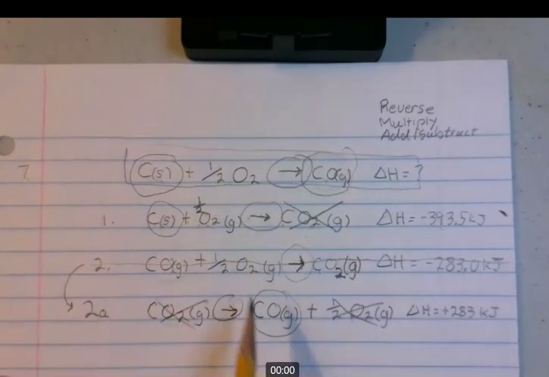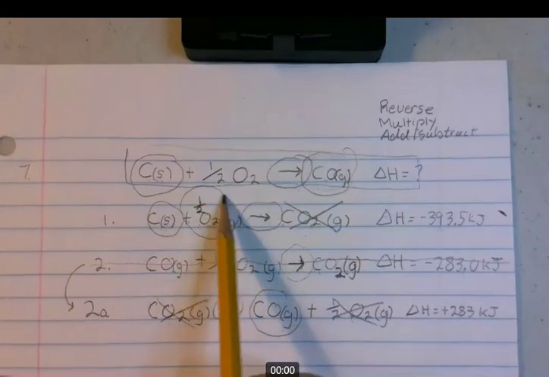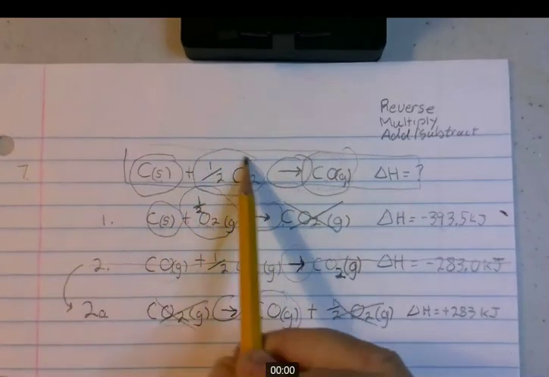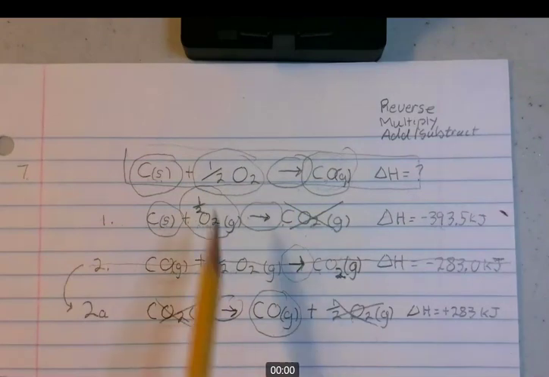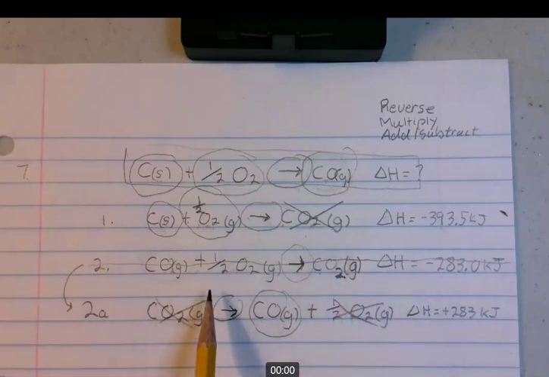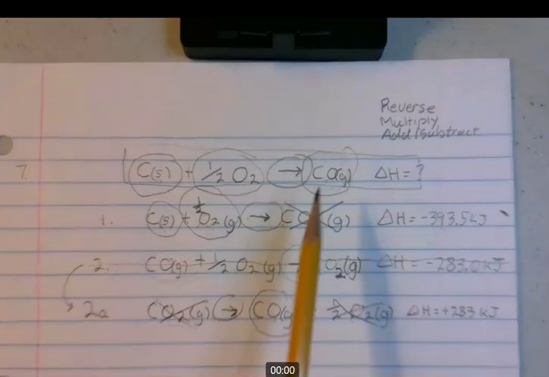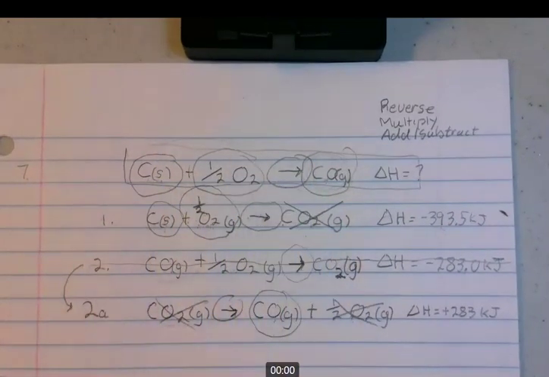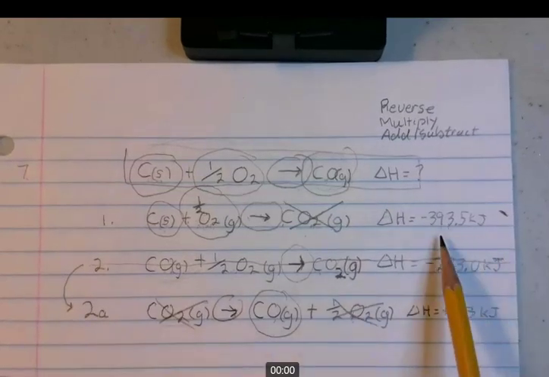So now we have 1/2 on the left side of the arrow, and we have it on the left side of the arrow there. So we've accounted for everything in our target equation, so we're really done with the problem, or at least with rearranging the equations. So we have C plus 1/2 O2, and on the right-hand side of the arrow gives us CO gas. So we've met our target equation, and in doing so, we've changed our enthalpies appropriately.